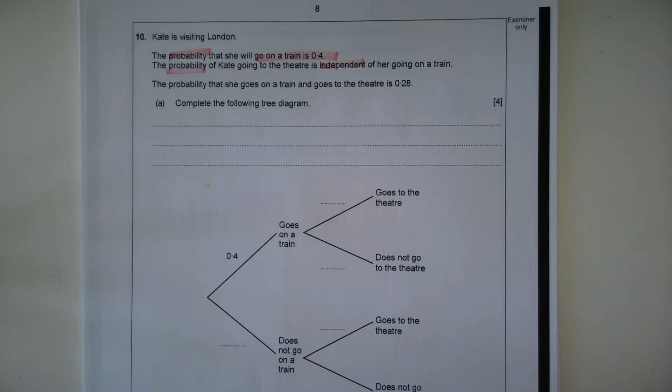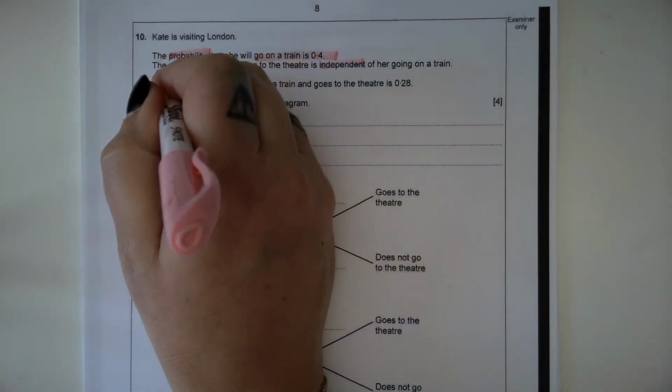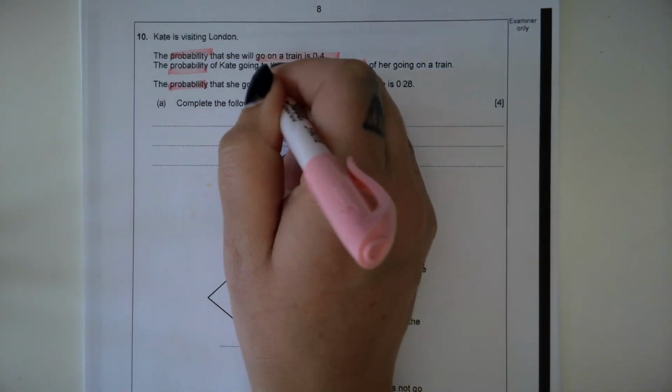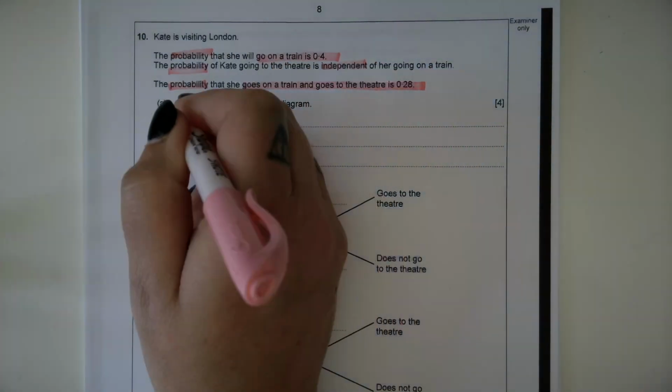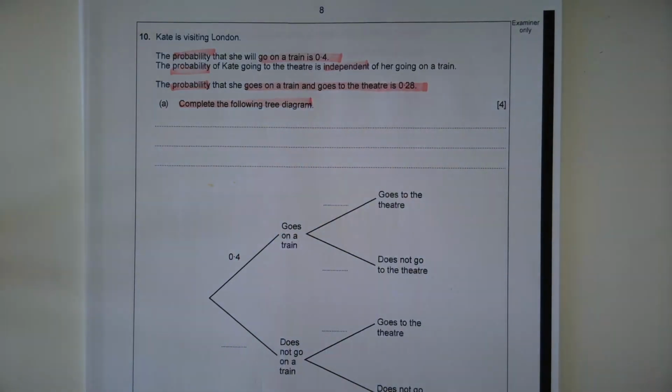So she can get the train or not get the train, but she could still go to the theatre or not go to the theatre. The probability that she goes on a train and goes to the theatre is 0.28. Part A, complete the following tree diagram.